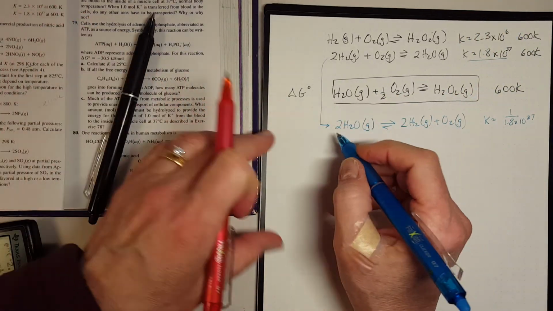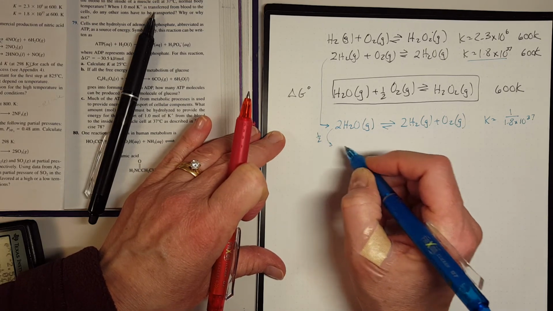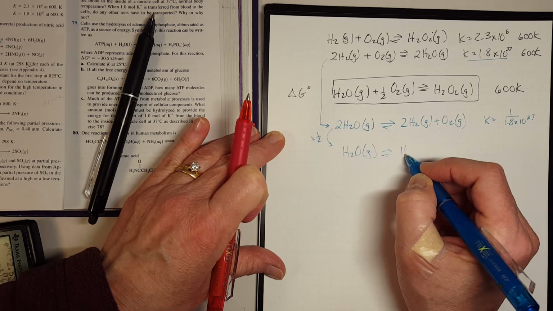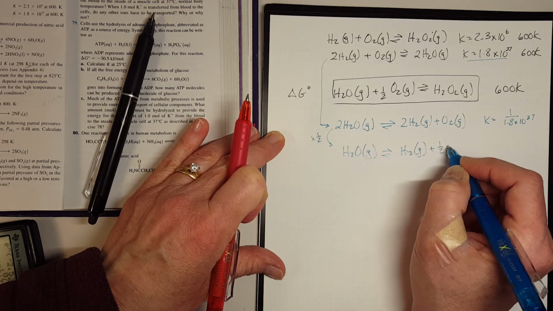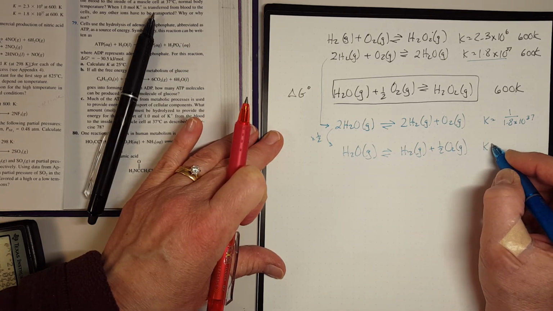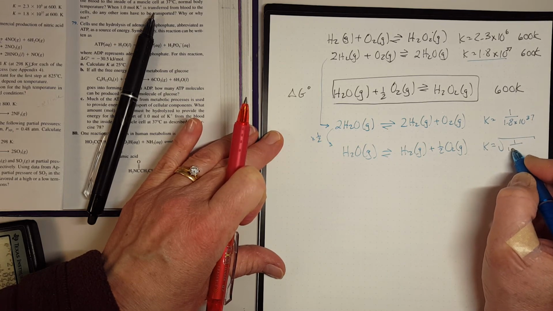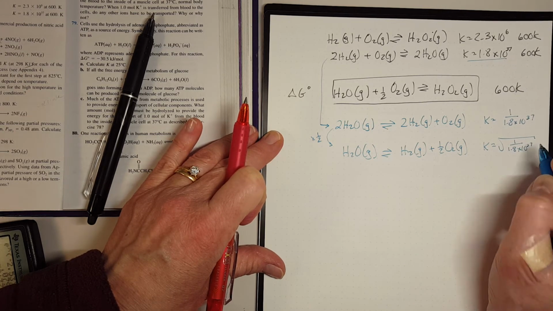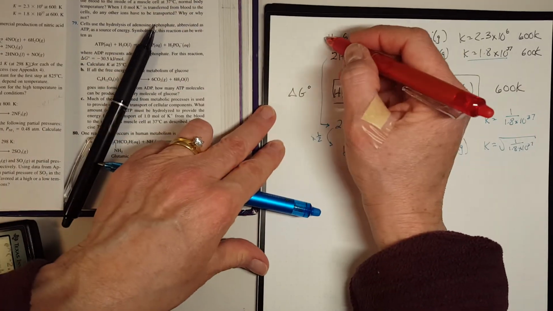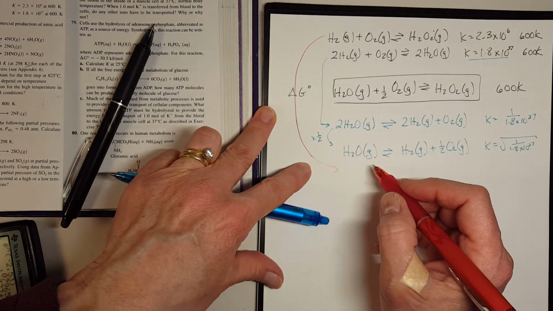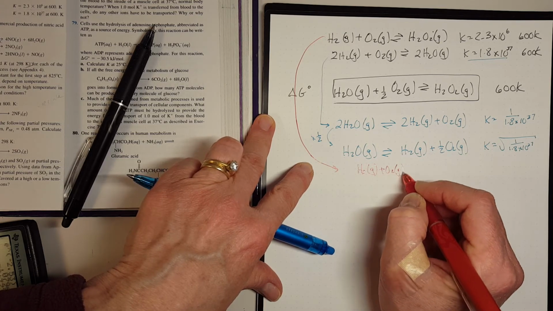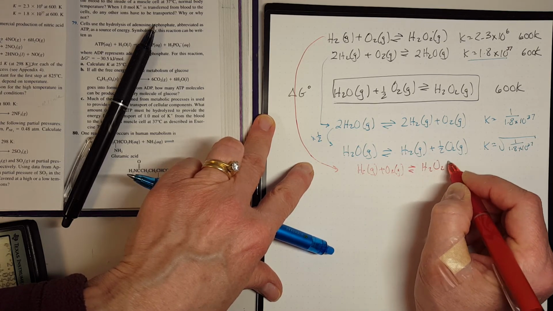So if I only want one H2O, then I'm going to multiply that by 1/2. So I get H2O gas is in equilibrium with H2 gas plus 1/2 O2 gas. And when I multiply that in half, the new K is the square root of that other K, 1 over 1.8 times 10 to the 37. And then, if you can see it, we just bring this top one down, and that's going to be enough because we're going to get the equation we want. H2 gas plus O2 gas is in equilibrium with H2O2 gas.